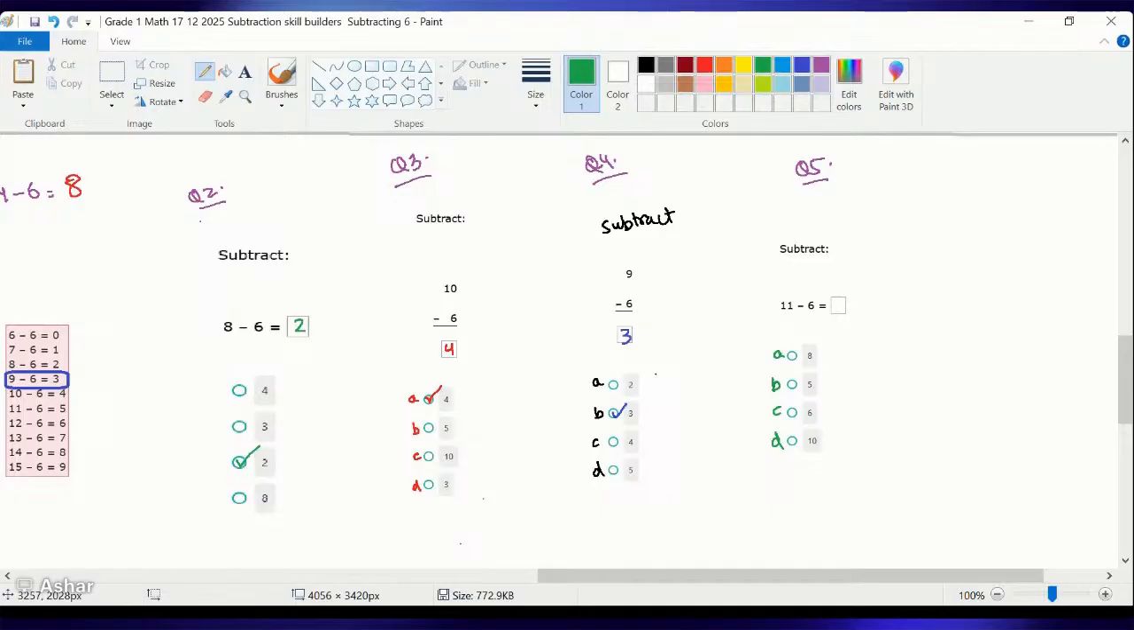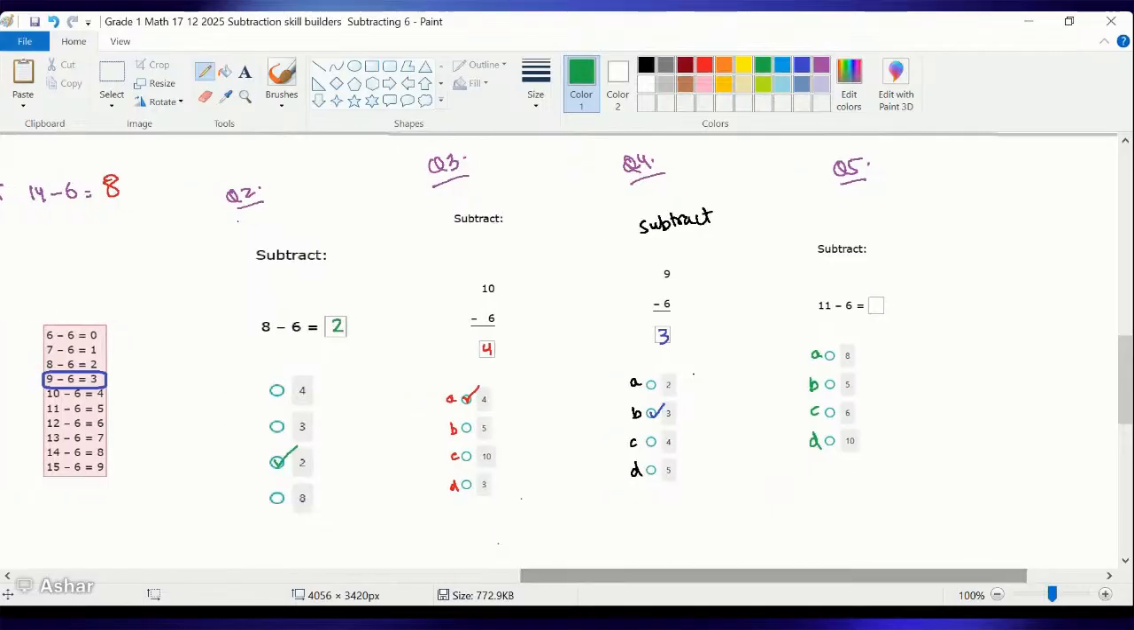So we know that when we subtract 11 minus 6, can we say 11 minus 6 would be equal to, what is 11 minus 6 equal to? 5. Very good. 11 minus 6 is 5, right? And 5 is in our option B. Agreed?